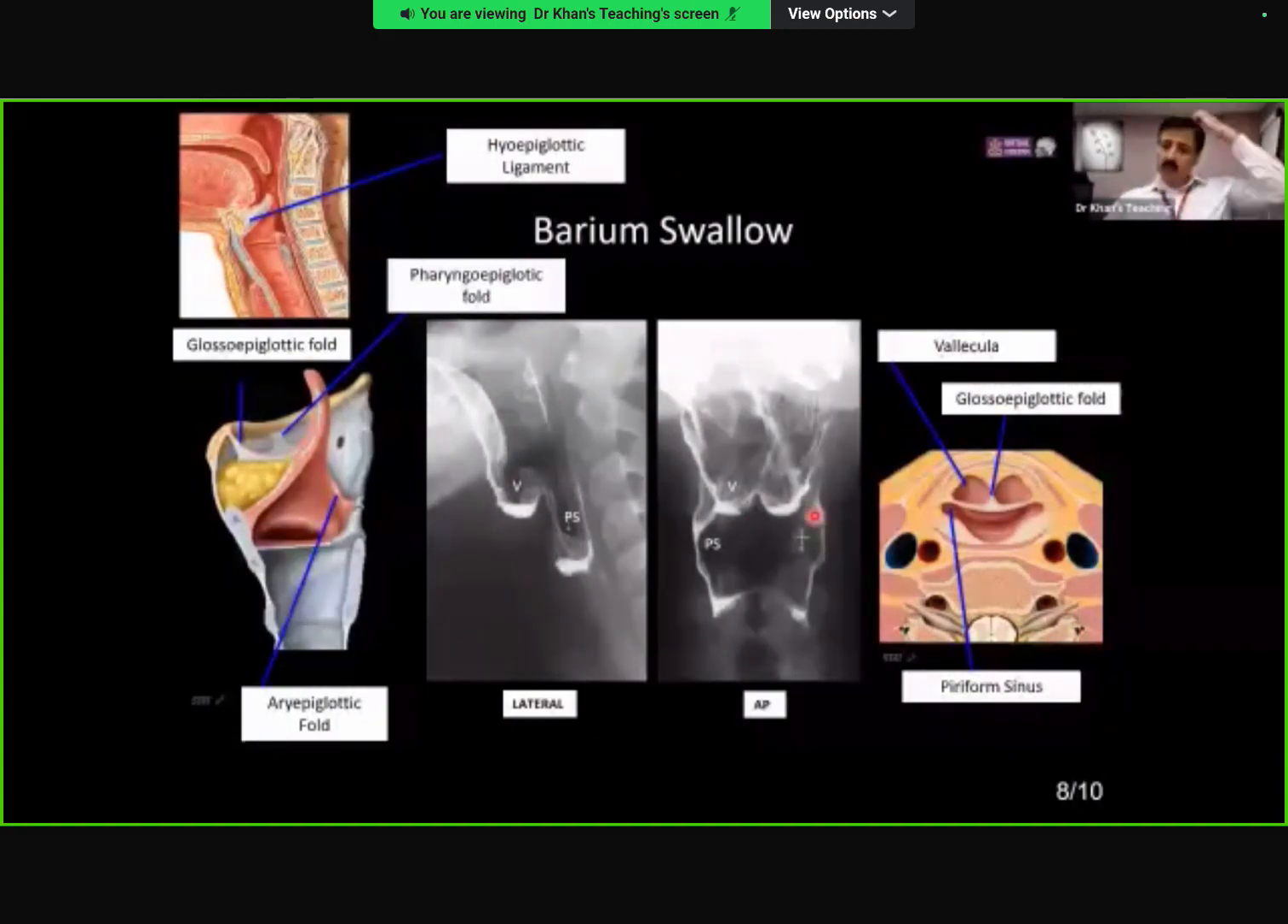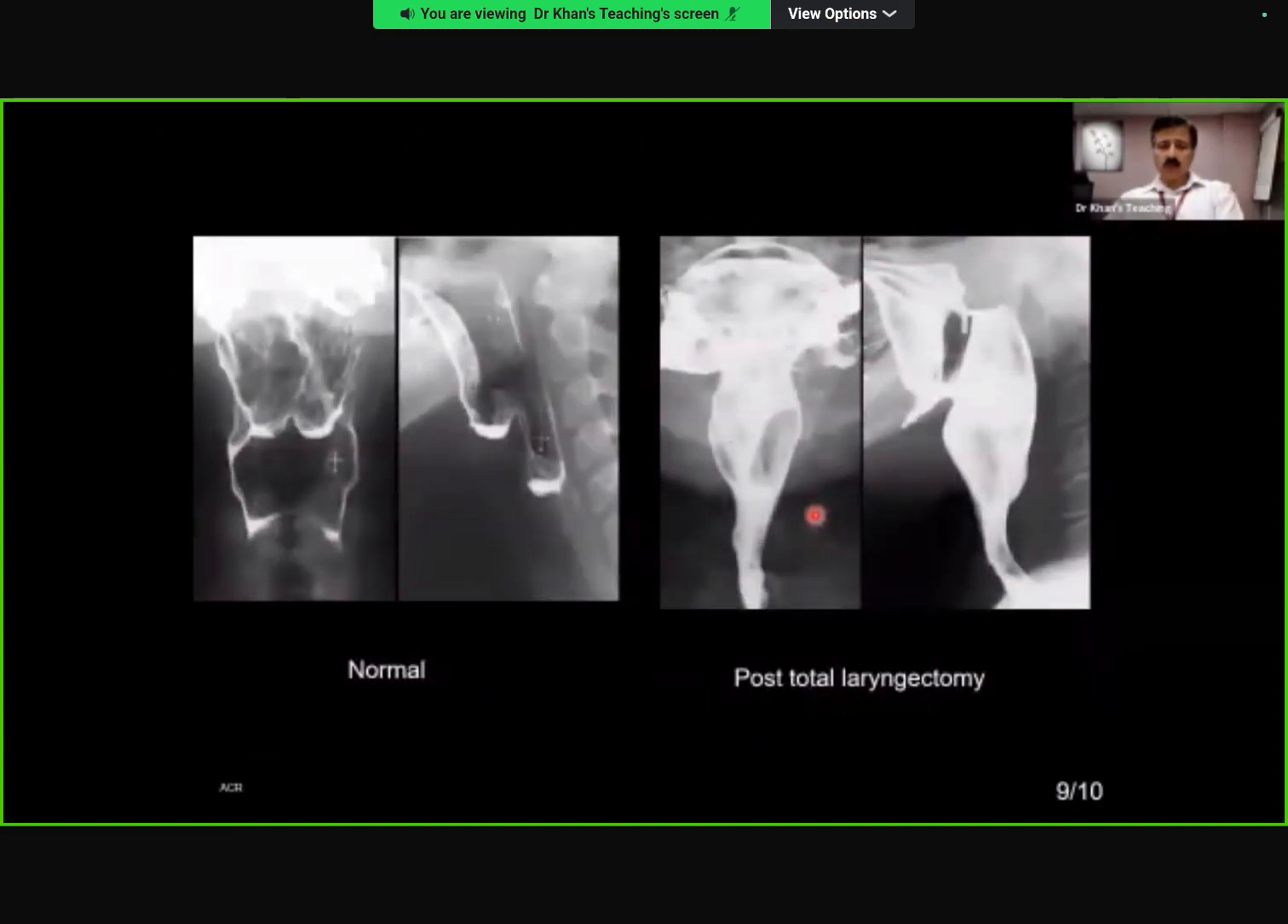Anatomy of the larynx I'll teach you in the head and neck module. So look at this picture now, and now you can understand it's featureless. Where is the vallecula? There is no vallecula. Where are the piriform sinuses? There is nothing there. And where is the hyoid bone? It's missing. Take home point is that this is a status post total laryngectomy.